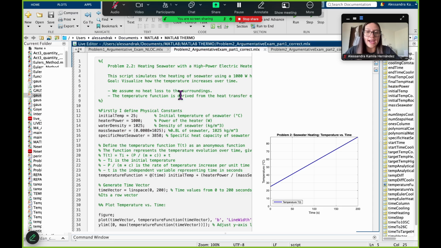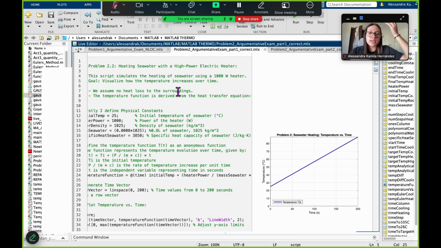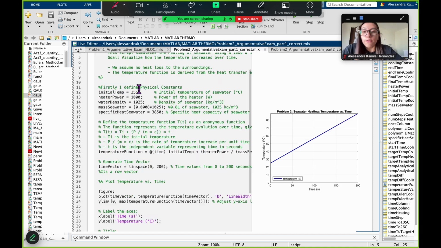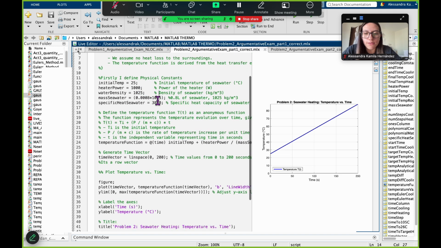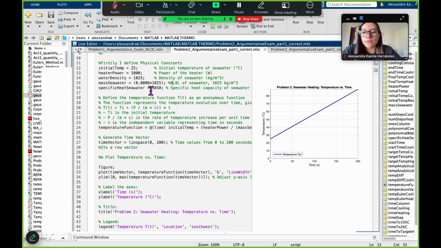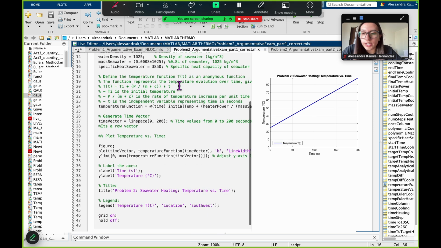Firstly, I need to simulate the heating of the seawater using the 1,000 watt heater. First, I'm defining my physical constants that are already given, except the mass. The mass I calculated with the salted water density, which is 1,025. That's how I calculated my mass, multiplying the liters by the density. And the specific heat of seawater, I obtained from the internet.